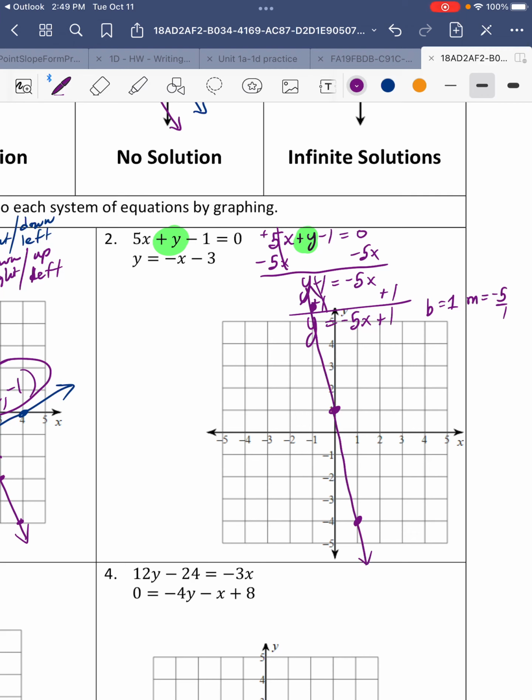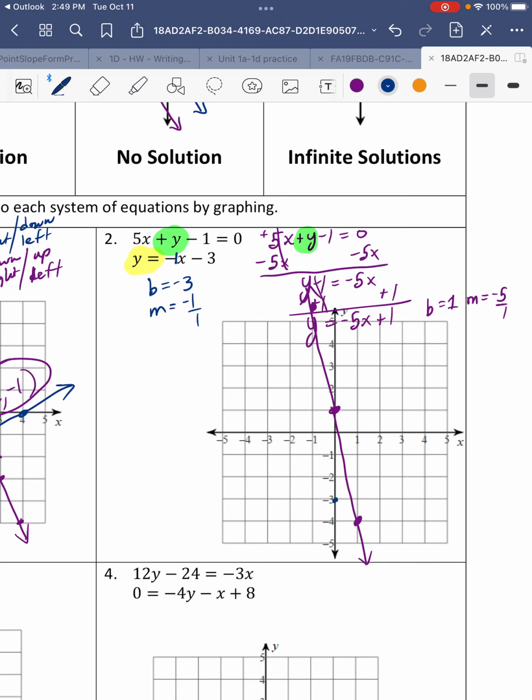There's my first graph. My second graph is already y equals. Awesome. So our y-intercept, and let's do this in blue, is negative 3. The slope, there's a hidden 1 there, so the slope is negative 1. We're going to represent that as a fraction, so it's going to be over positive 1.